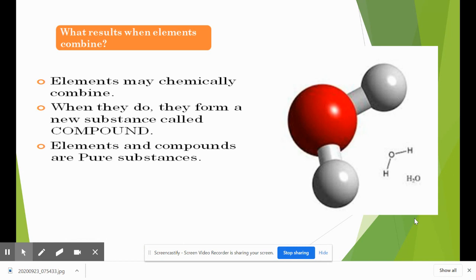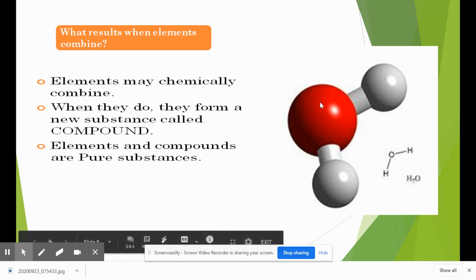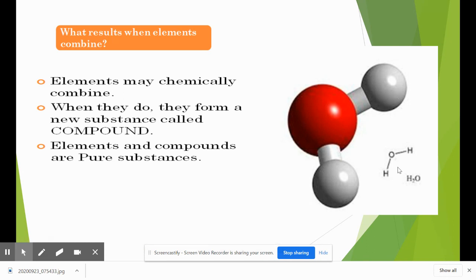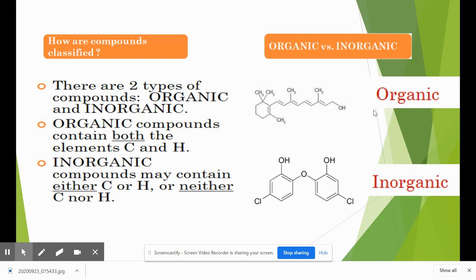Elements do combine, and when they combine, they form a compound. So for example, in this picture here, you're going to see an oxygen, the red, combining with 2 H. Together, they form H2O. H2O is the chemical formula for water. When elements combine, they form a compound.